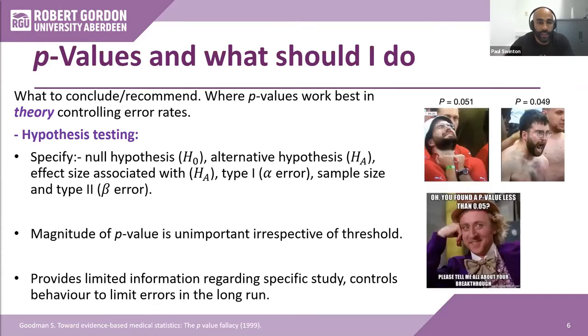Importantly, with hypothesis testing, we really don't care about the magnitude of the p-value. It's just, is it above or below a threshold? And obviously, immediately that gets us into the problem where what happens if we find a p-value of 0.05 and 0.49? We're forced to basically have a different conclusion, which from a face validity perspective doesn't make much sense.